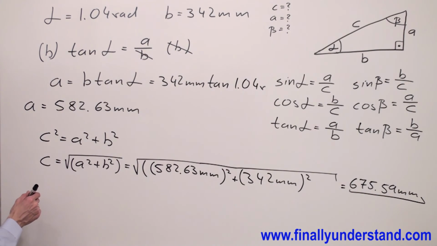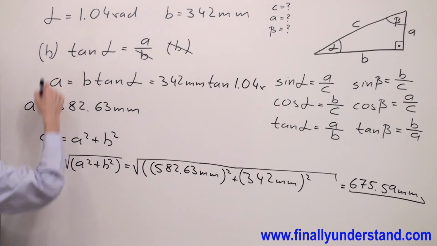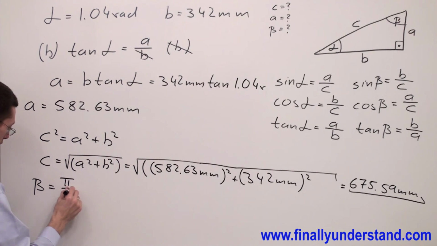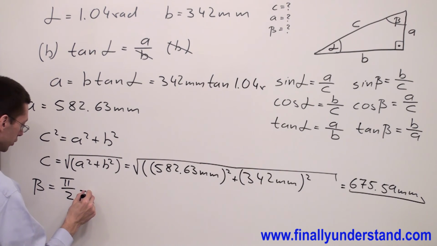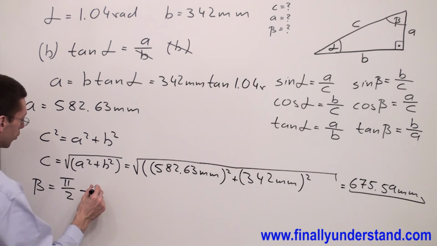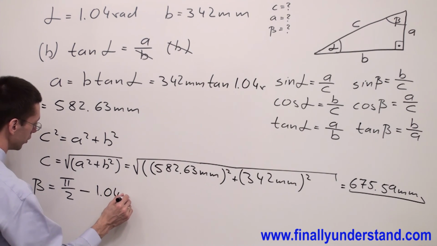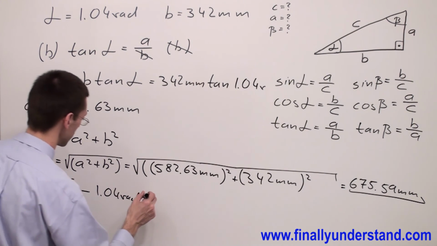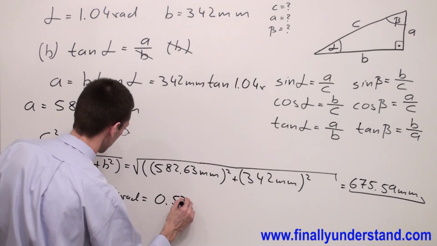In order to find angle beta, you're supposed to keep in mind that alpha plus beta is equal 90 degrees, but this time we are dealing with radians. 90 degrees converted to radians is equal pi over 2 minus the given angle. And alpha is equal 1.04 radians. Plugging these values into the calculator, you're supposed to get 0.53 radians.